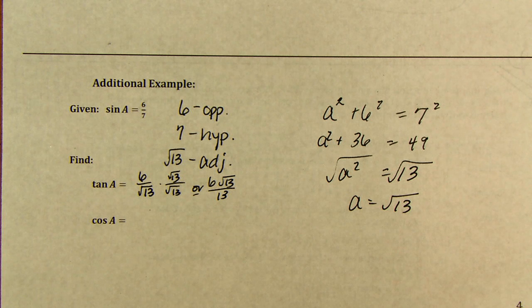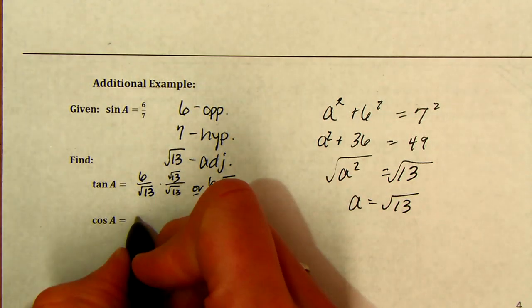Sorry, got on a sidetrack there. Last one, cosine of A is going to be adjacent over hypotenuse. So adjacent is the square root of 13, hypotenuse is 7. So that would be those two ratios.